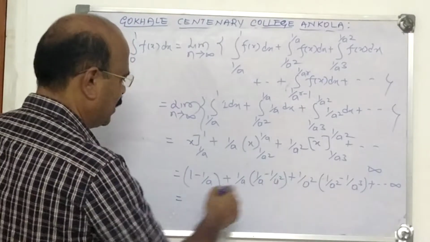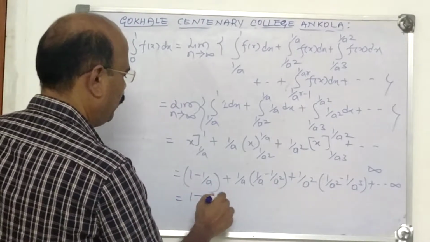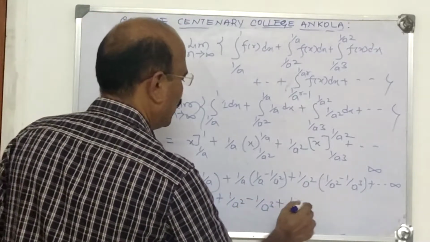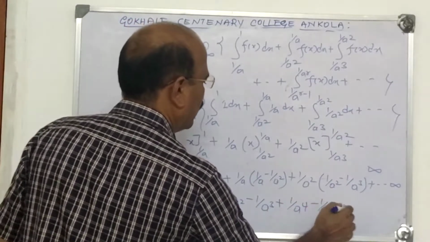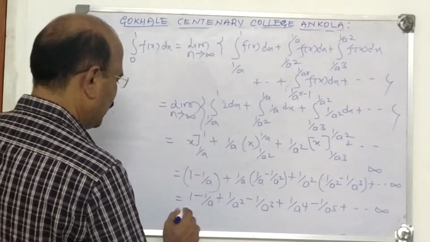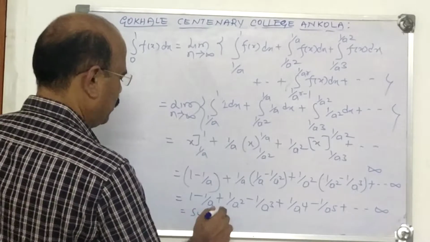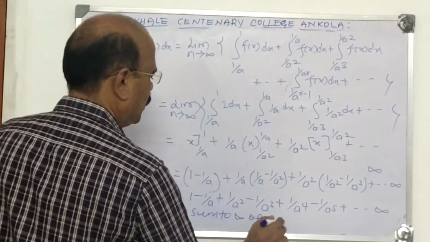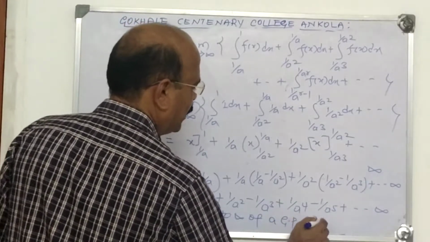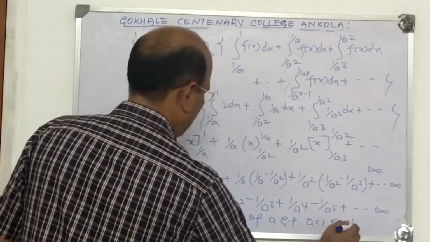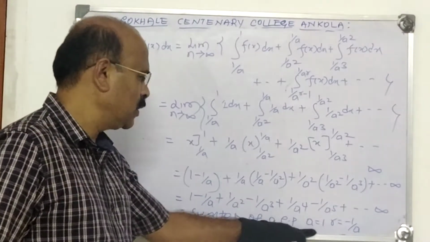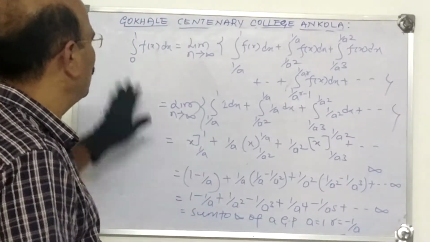I simplify only; the next remaining simplification is 1 minus 1 upon a plus 1 upon a square minus 1 upon a cube, 1 upon a raised to 4, 1 upon a raised to 5, etc. to infinity. Now it is a standard series. It is the sum to infinity of a GP. What is the first term? The first term, which we denote by a, is 1 and the common ratio is minus 1 by a. Follow this.